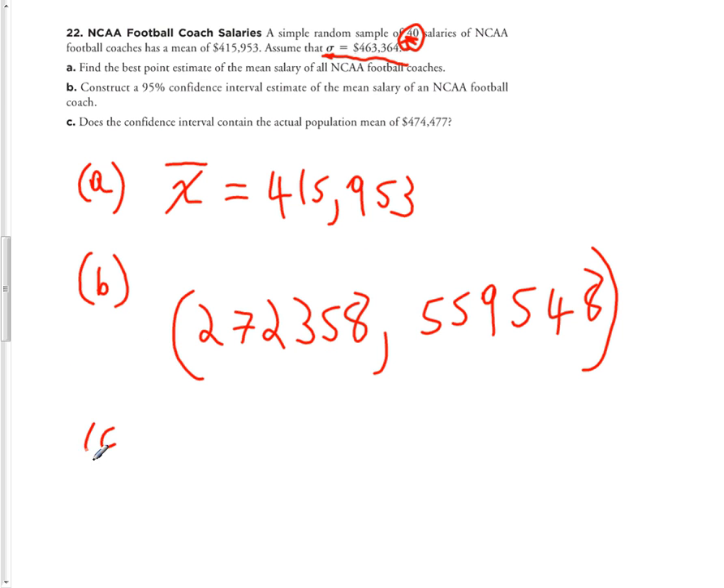Part C says, does the confidence interval contain the actual mean of 474,477? And yes, it does. That number falls in the range from this to this. That number is actually captured. So the answer for part C is yes. That interval does actually contain the true population mean.